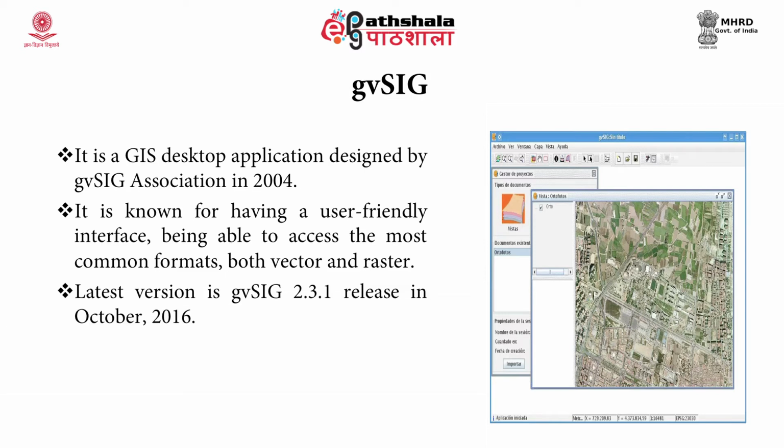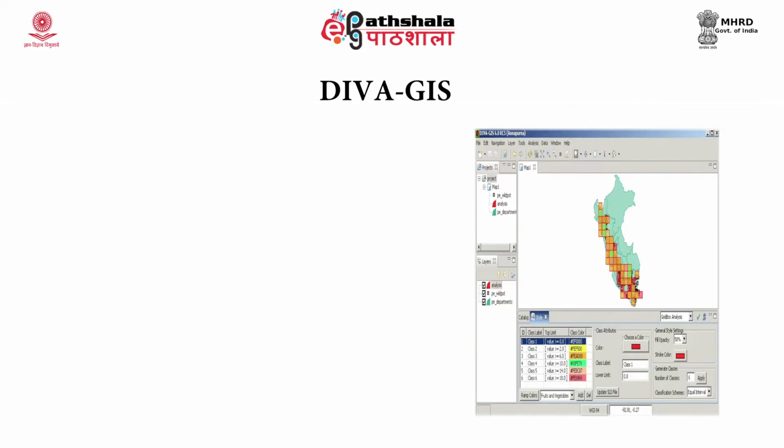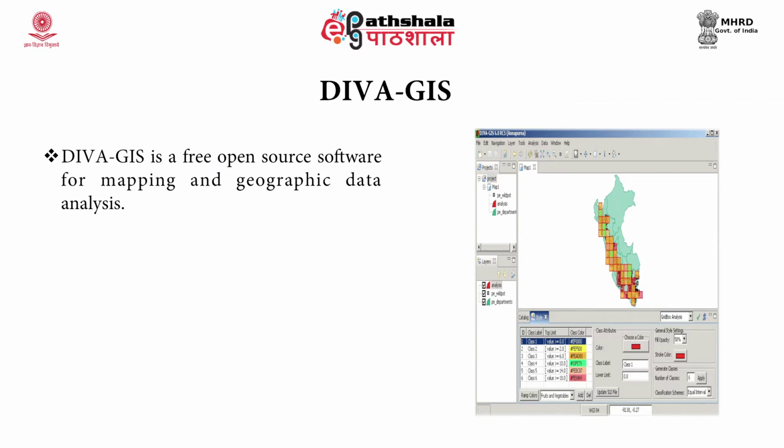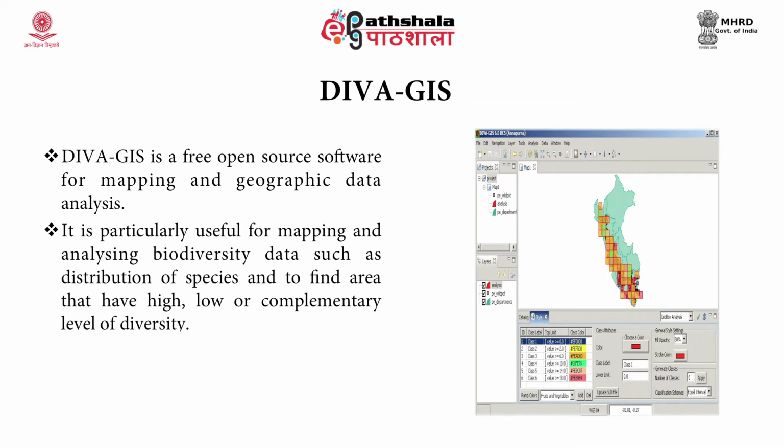The latest version of this software is 2.3.1, released in October 2016. DIVA-GIS is a free open source software for mapping and geographic data analysis. It is particularly useful for mapping and analyzing the data related to biodiversity, such as the distribution of species and how to find out areas that have high, low, or complementary level of diversity. It is based on Windows operating system.